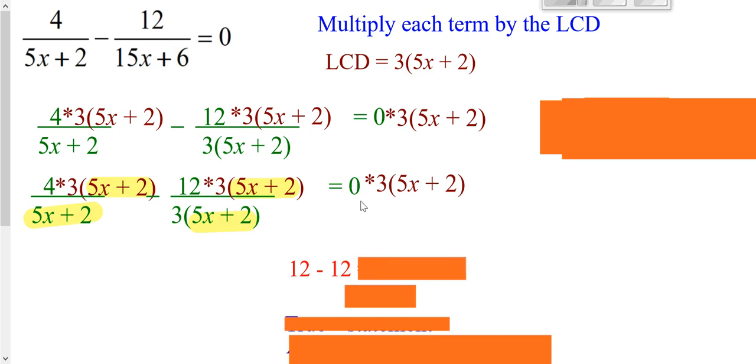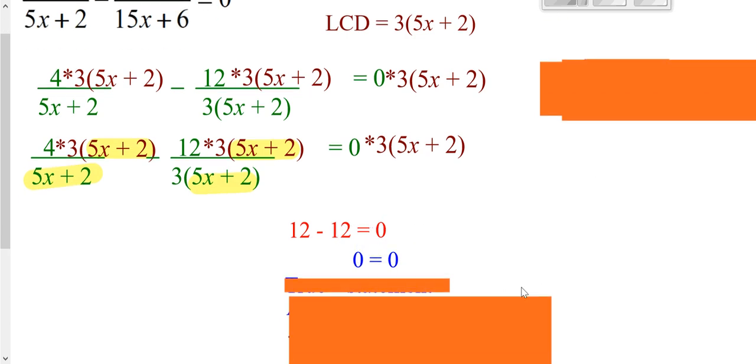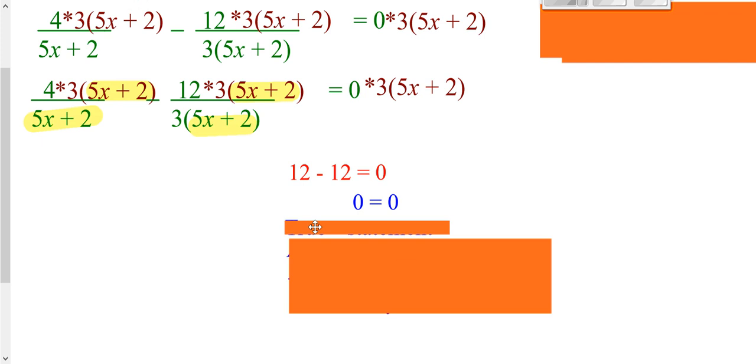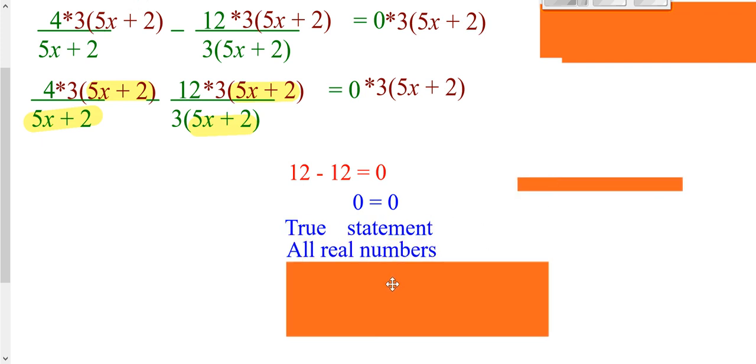And then over here, 0 times anything is still 0. On the left-hand side, you get 0. Right-hand side, you get 0. So in this case, once again, all the variables dropped out, but we ended up with a true statement. 0 does equal 0. If 0 equals 0, you're going to say it's a true statement, so it's going to be all real numbers.